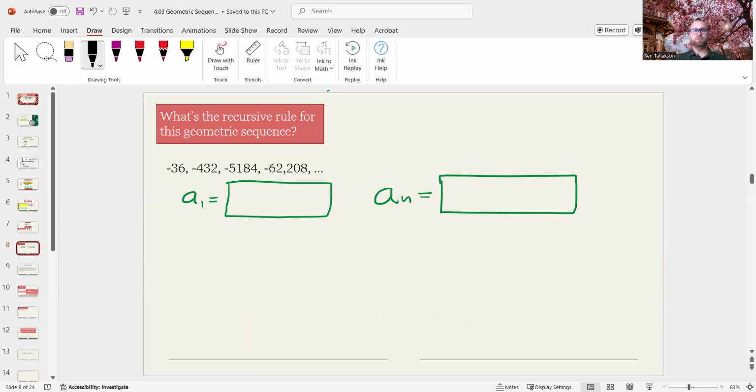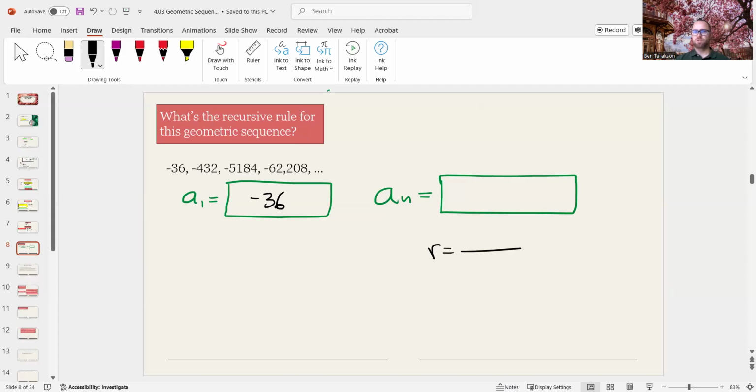Let's keep practicing. What's the recursive rule for this geometric sequence? Well, it's really helpful to identify what a sub 1 is. First value, right? So a sub n equals what? R. Do we know R? No, we don't. Let's do it.